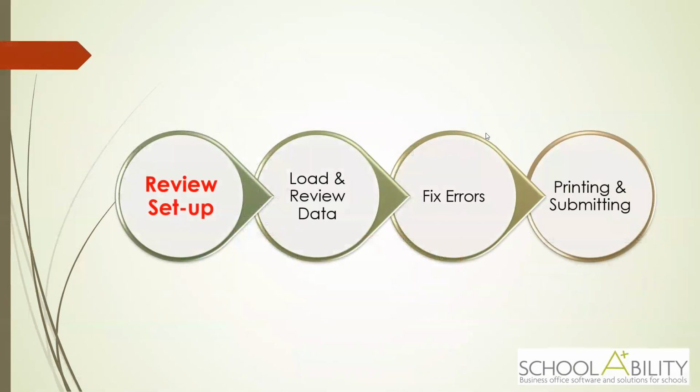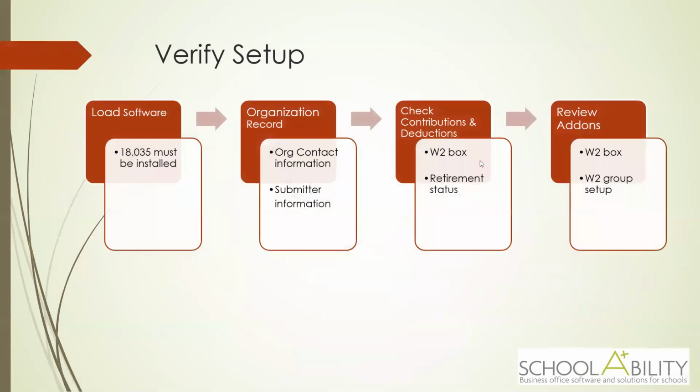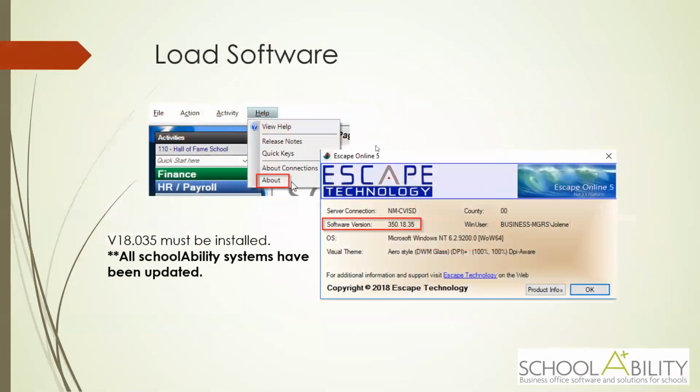Okay, so now let's go over reviewing the setup. We're going to identify what software is loaded. We're going to look at the organization record for contact information setup. We're going to review the deductions and contribution setup as well as add-ons. To view what version is on the software, you click on the Help button and About, and it identifies the software version within this screen. For all Schoolability systems, this has been updated, so you do not have to worry about this.